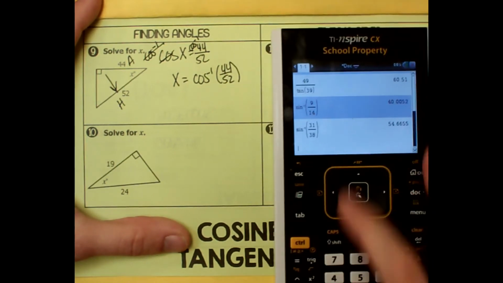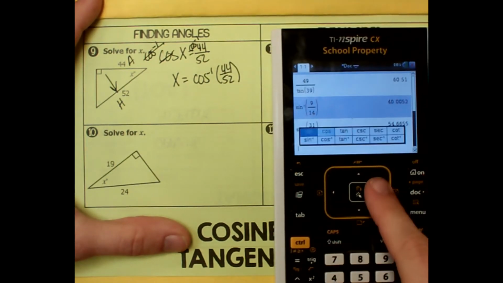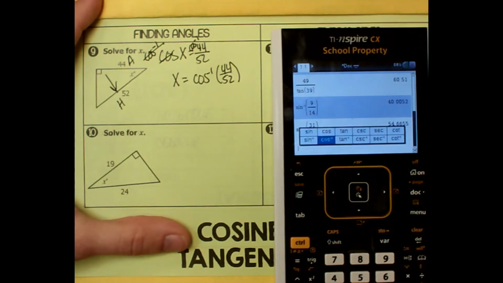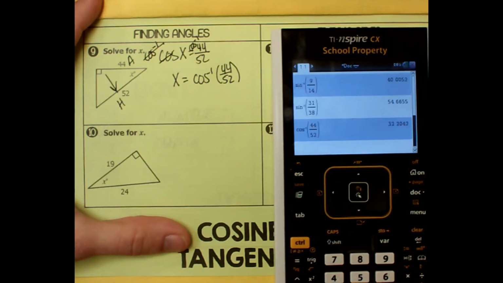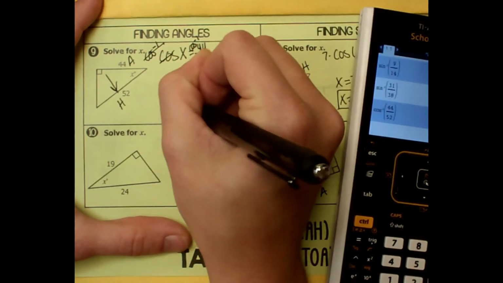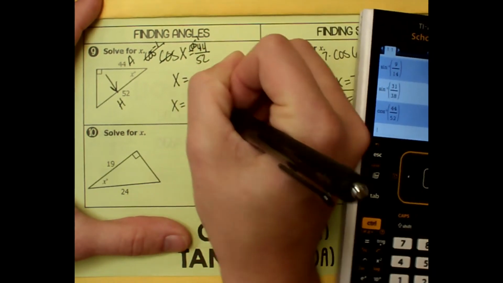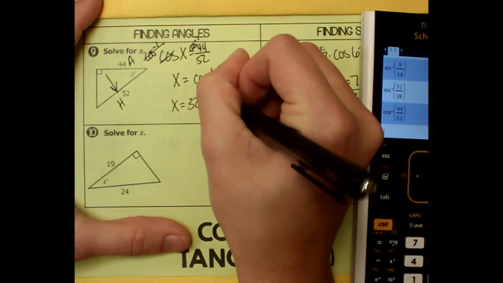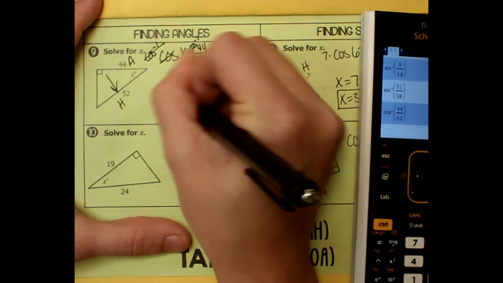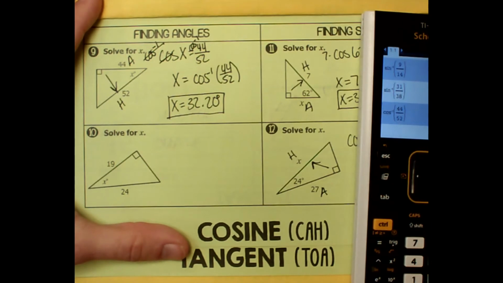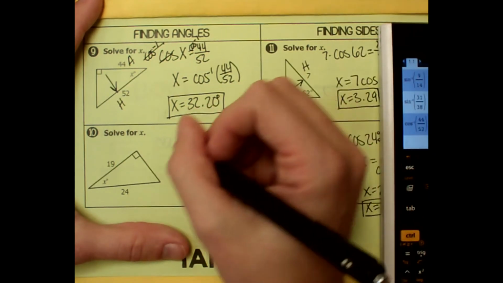So when we solve, we'll use the inverse cosine, 44 divided by 52. So that angle is equal to 32.204, which is 32.20 degrees. We're just using the inverse of whatever they have, okay?